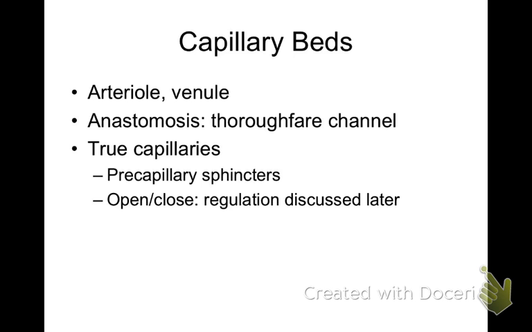The precapillary sphincter is simply the last little smooth muscle cell that encircles the entry to a capillary. Again, it can completely close so that no blood can flow through specific capillaries. So we'll talk more about regulation later.